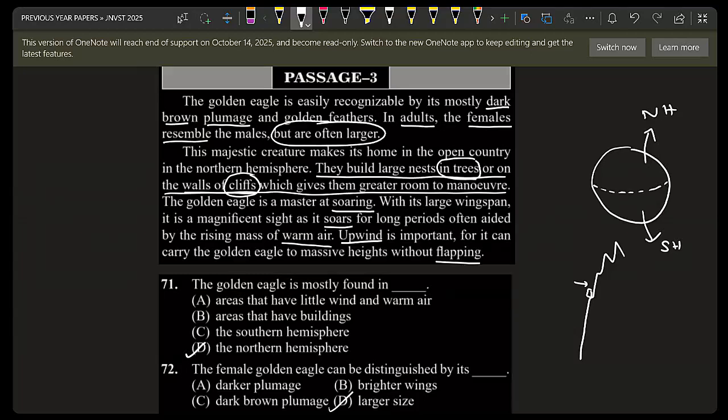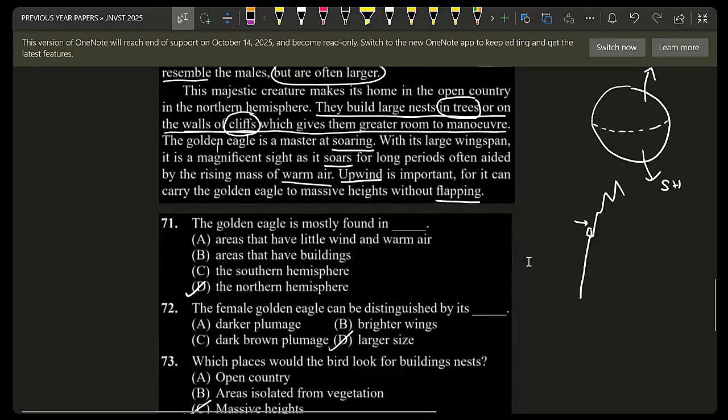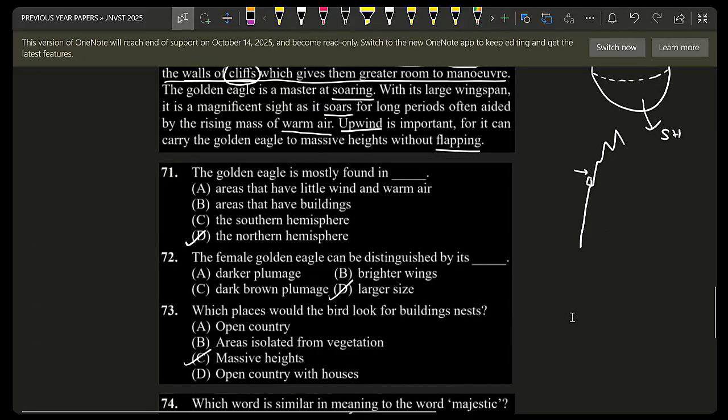Nishika, sir, in 72, what is brighter wings, sir? In 72 it is there or 73? Sir, 72. Yeah, you're asking about this brighter wings. How is the female golden eagle distinguished? They said that the female golden eagle is larger in size compared to the male golden eagle, no? So it is a wrong answer, brighter wings. They don't have brighter wings than the male eagle.